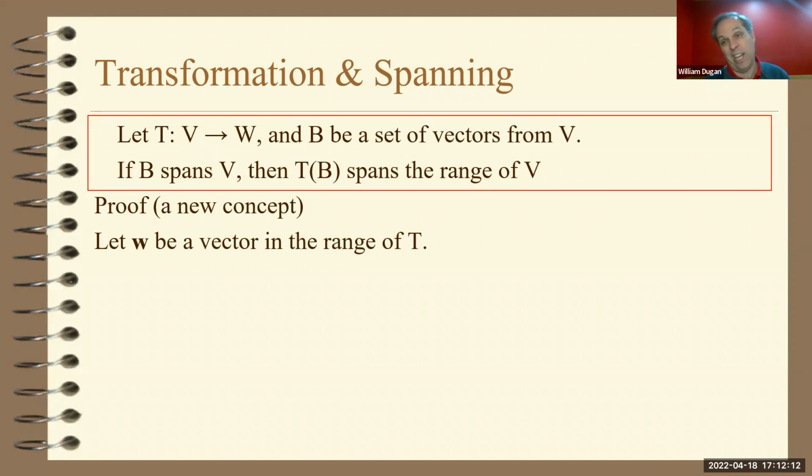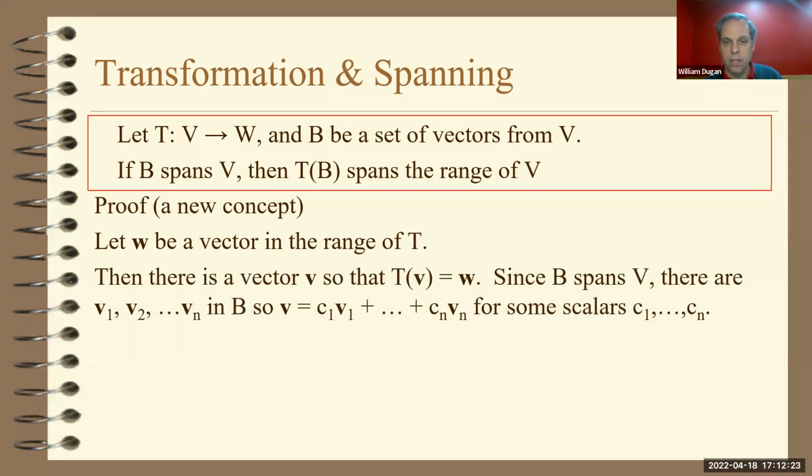The proof is really easy. We actually kind of used it twice already. I'll just do it symbolically this time. Let W be some vector in the range. This means that there's some vector V so that T of V is W. That's what it means to be in a range. We call that vector V. But we know that the set of vectors B spans the vector space V. That means there are some vectors V1, V2, up to Vn in B, so that the vector V is a linear combination of V1, V2, up to Vn for some scalars C1, C2, up to Cn.